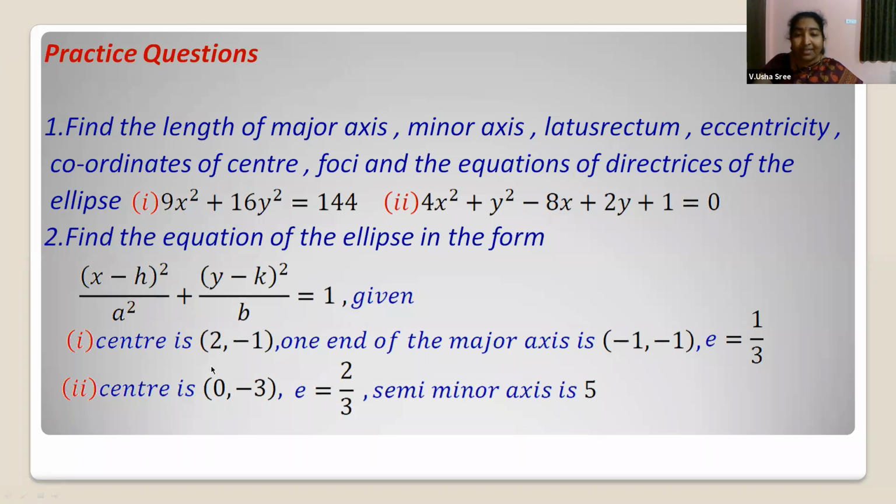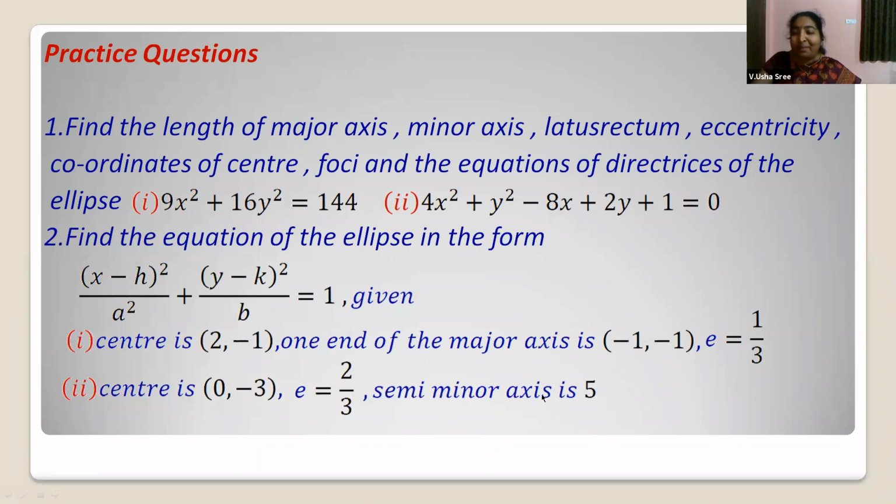Now under this, you are given the center, and one problem is one end of the major axis. One end of the major axis is minus 1, 1. Now you should think, try it out. If you're not getting it, leave a message in the chat box. We will address that. Or you can definitely talk to your subject teachers. They will help you out. But right now, I want you to think, children. If I give you the solution, then what is the fun in solving these problems, right?